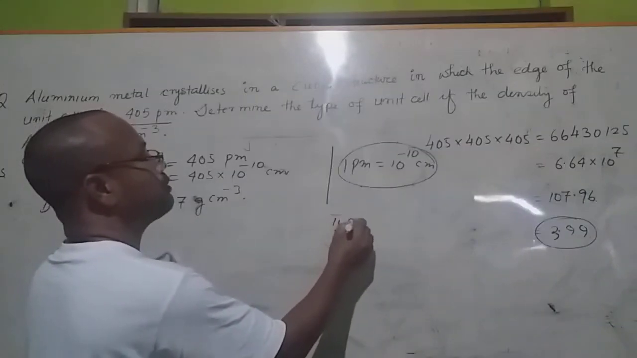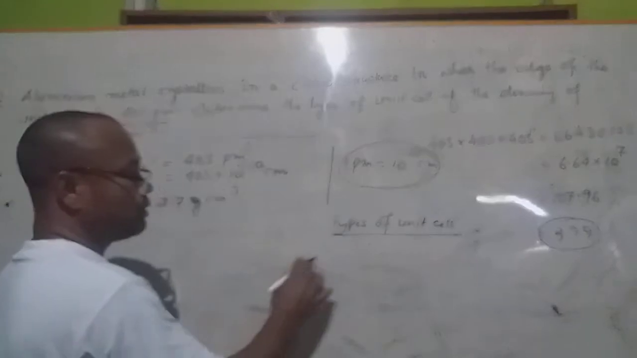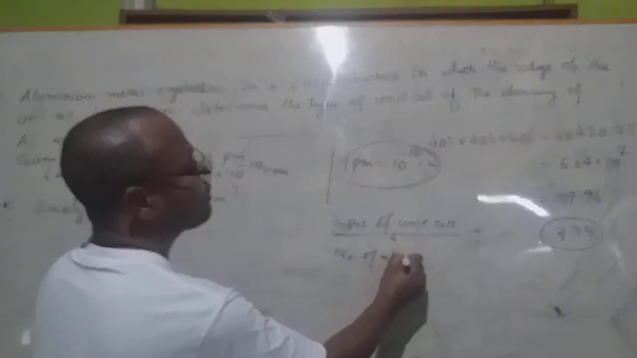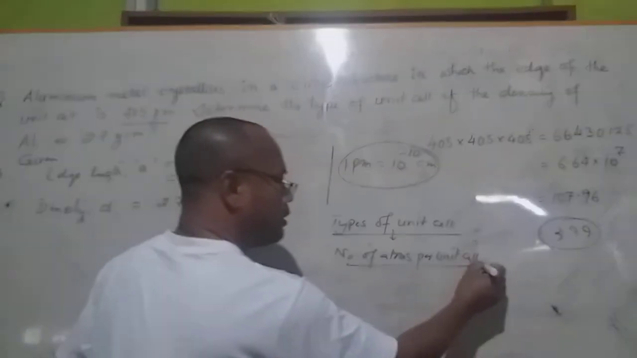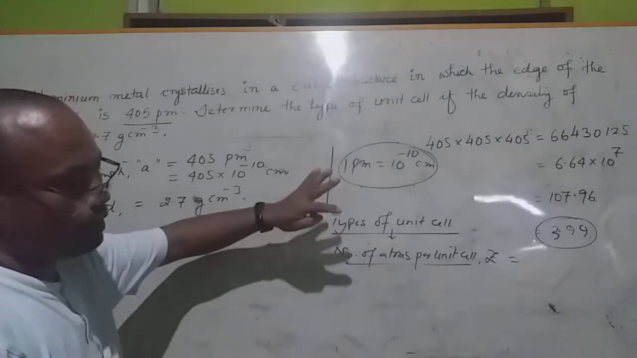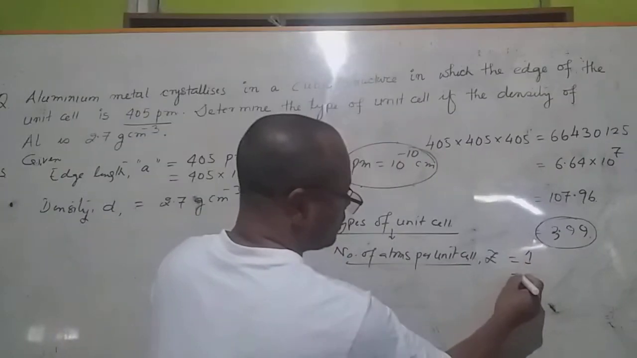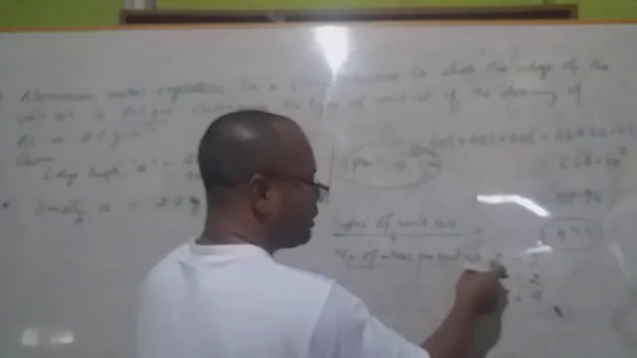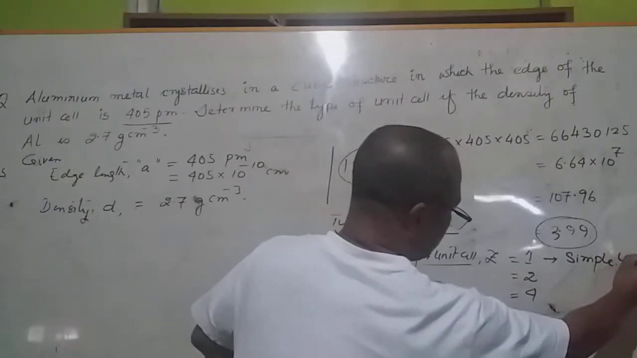When we discuss the types of unit cell, we can determine them from the number of atoms per unit cell. I write it by the symbol Z. When we calculate in different types of unit cell, the number of atoms can be 1, 2 or 4. When the number of atoms per unit cell Z is equal to 1, the type of unit cell is a simple unit cell.